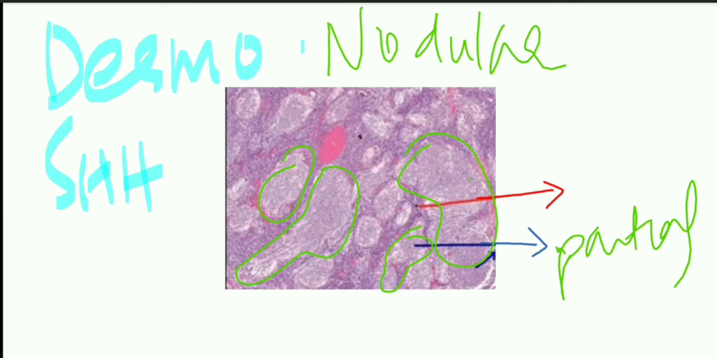And the dark area is a reticulin-rich zone. But you cannot see the reticulin because all over there you have small round blue tumor cells. So this dark area is a reticulin-rich zone with a lot of small round blue tumor cells. So you should remember desmoplastic has dark and pale zones. That will be the picture.